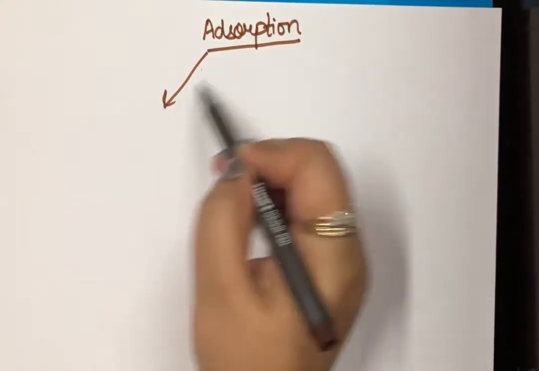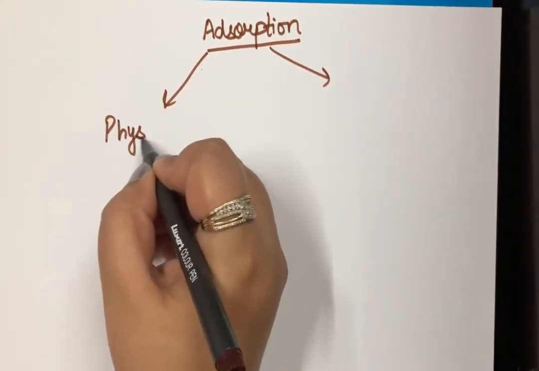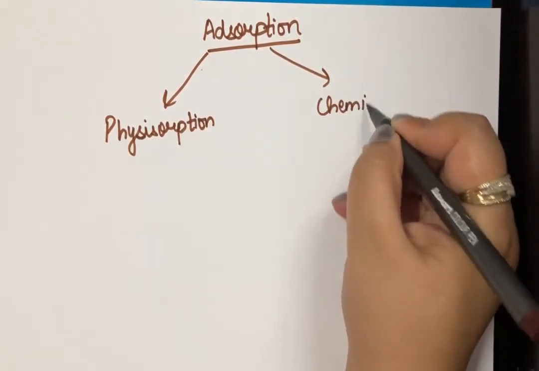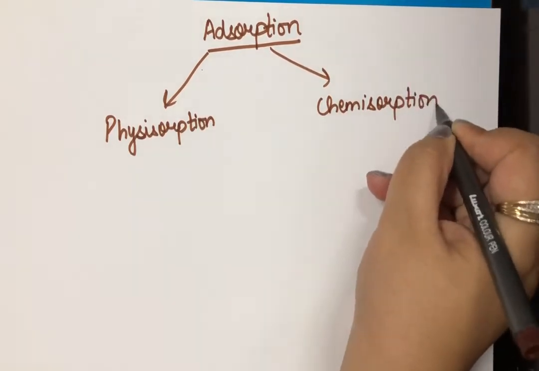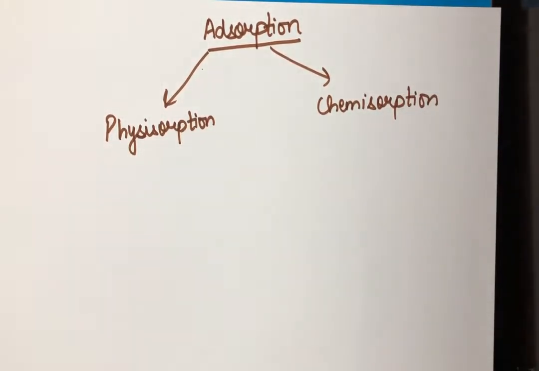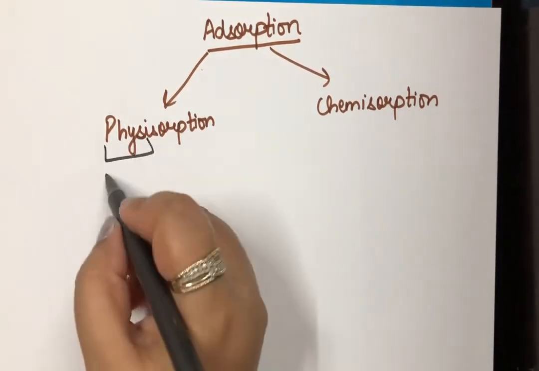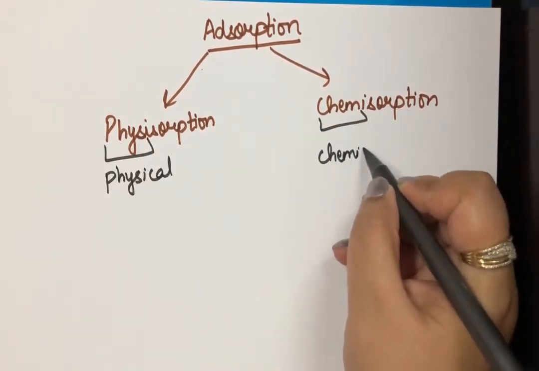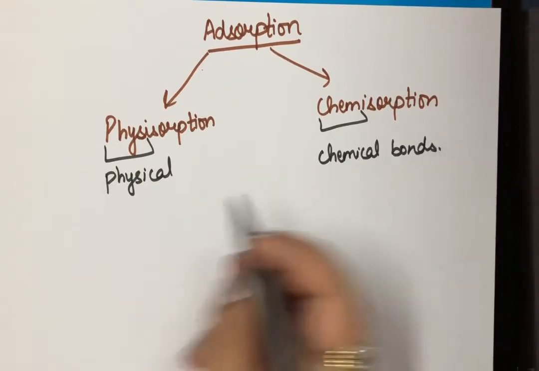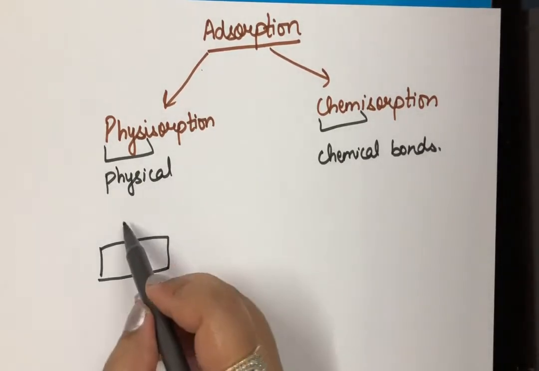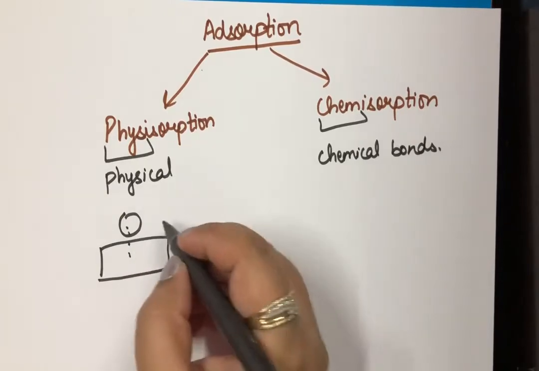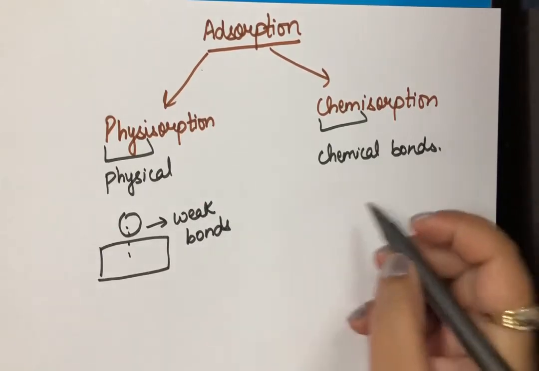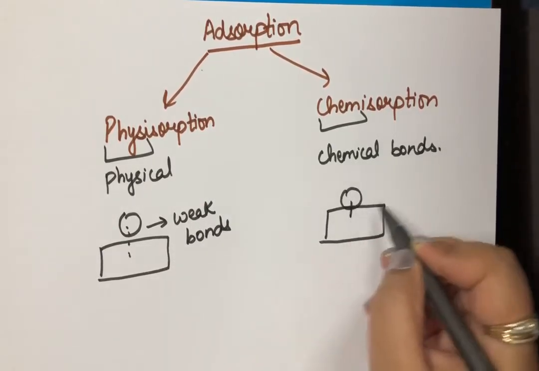Now know that adsorption is of two types. It is either physisorption or chemisorption. As the name suggests, here there are physical bonds that are formed and here there are chemical bonds that are formed. So again, if I try to understand, this is the surface, here is the molecule. So there is a physical bond, and we know physical bonds are weak bonds. So physisorption has weak bonds, and if I'm talking about chemisorption, there is a strong bond.